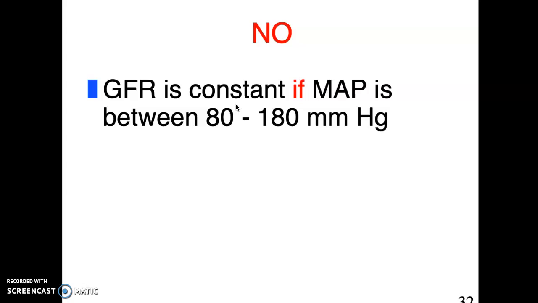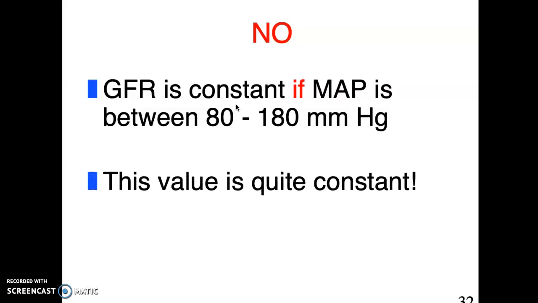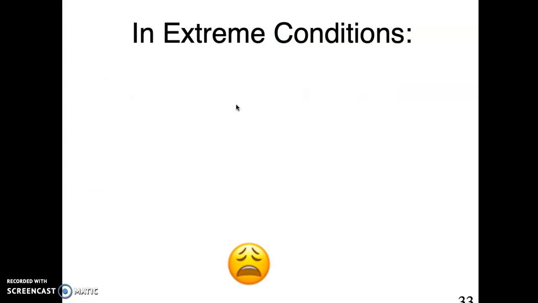So this is regulated. This is homeostasis. You don't want to be making more urine just because you ran around the corner. So the value is quite constant.